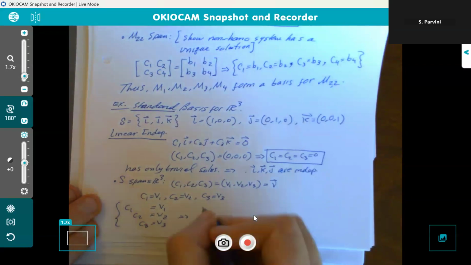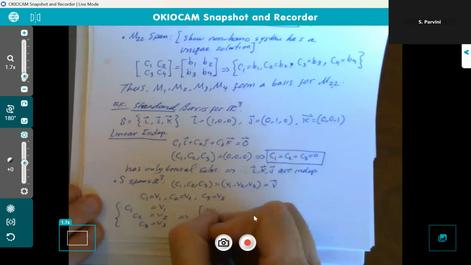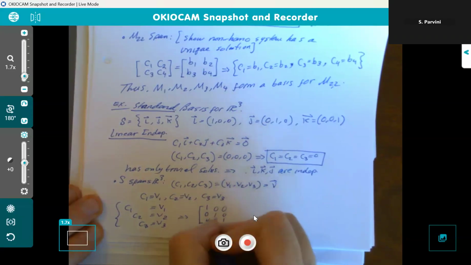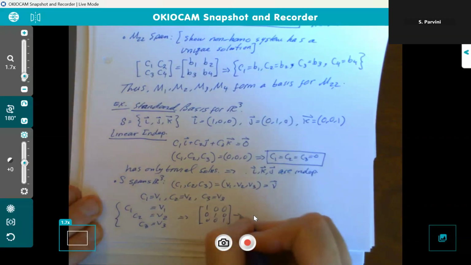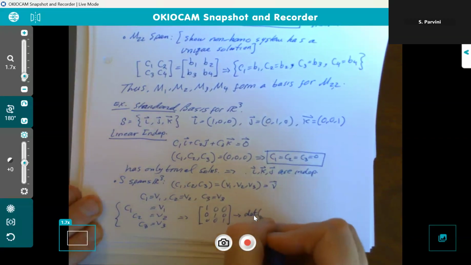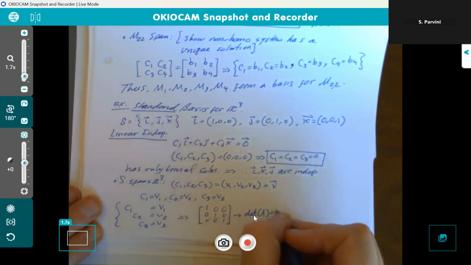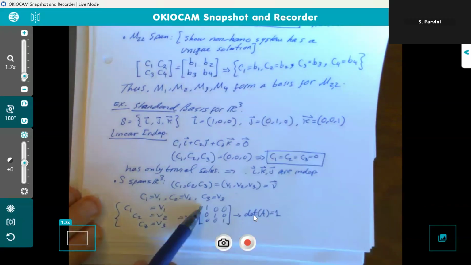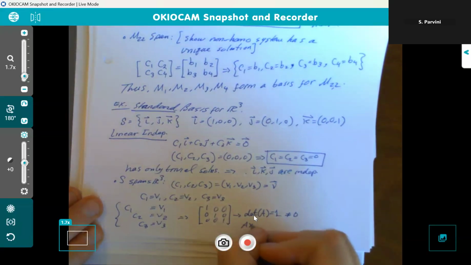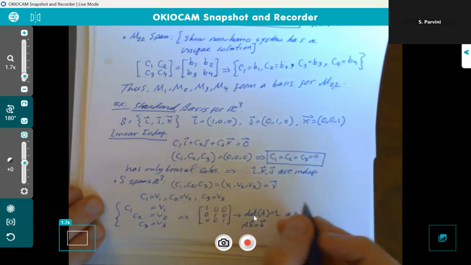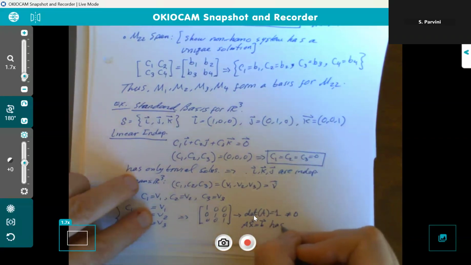And for this one, the matrix is 1, 0, 0, 0, 1, 0, 0, 0, 1. The determinant of this matrix, determinant of A is 1. You simply multiply the diagonals, which is not 0. Therefore, the system AX equals B has a unique solution.